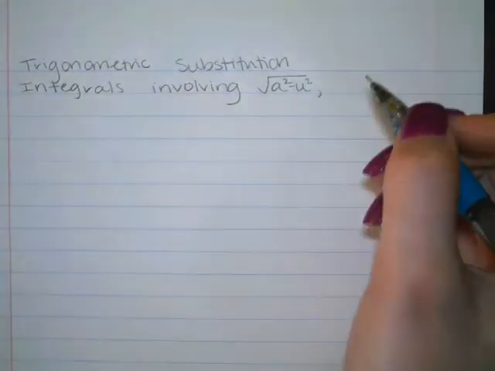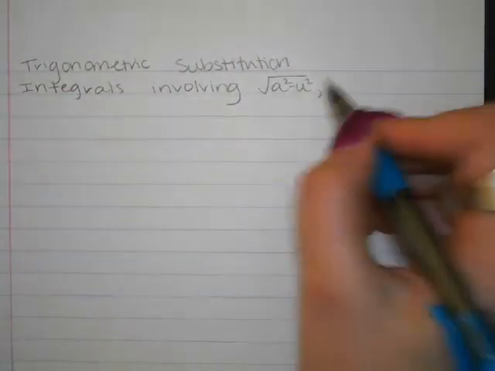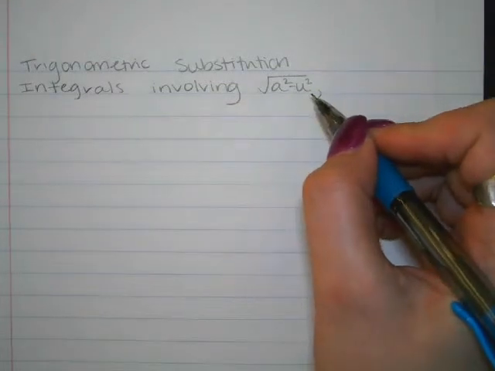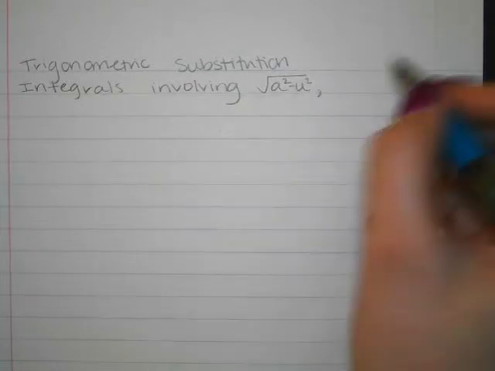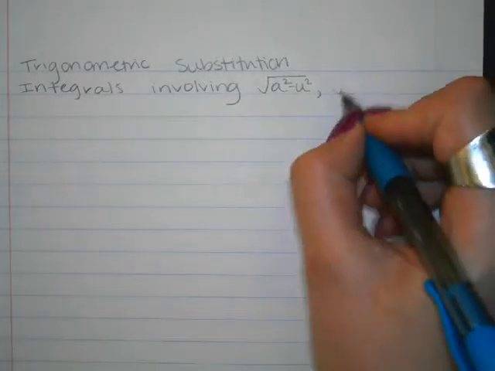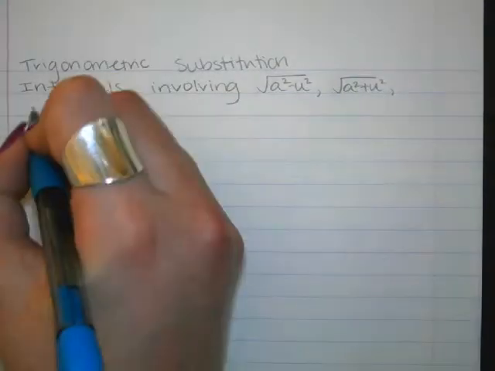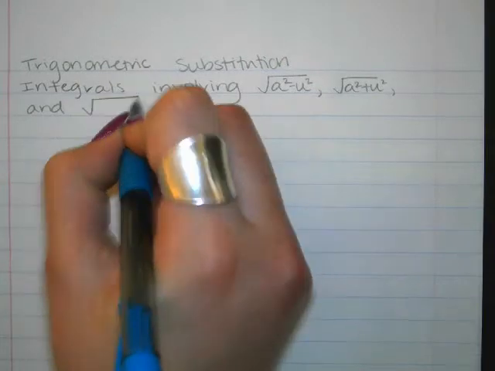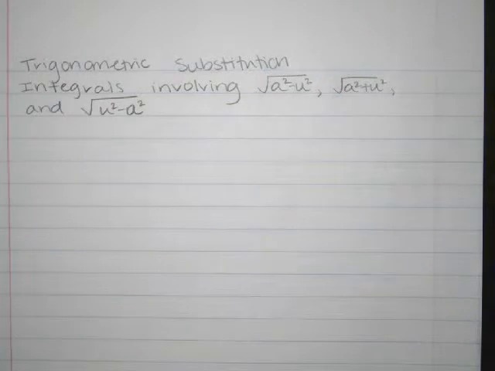So if you remember how these formulas showed up on your yellow sheet, the a was a constant, it was a number, and then the u would be the variable expression, so it might be an x, but it might be something more complicated than that. So square root of a squared minus u squared, square root of a squared plus u squared, and square root of u squared minus a squared. So basically, this is the way of integrating that's the backwards version of what you just did.